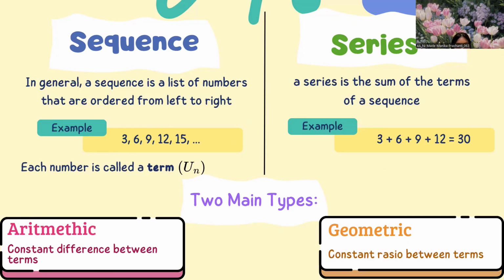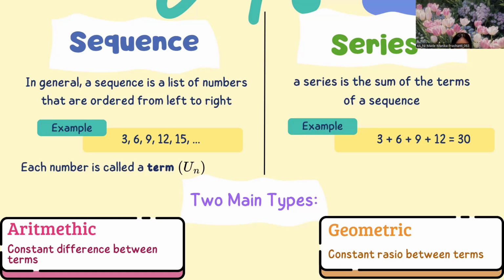Okay, let's first talk about sequence. In general, a sequence is a list of numbers that are ordered from left to right. Each sequence of numbers also has a certain characteristic or pattern. For example, 3, 6, 9, 12, 15, and so on. Each number is called a term or Un. So U1, or we can call it a, is 3, U2 is 6, U3 is 9, and so on.